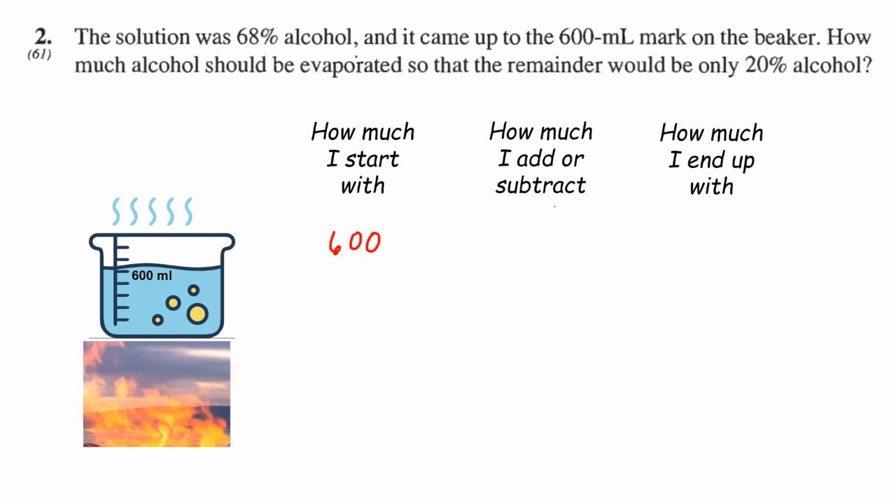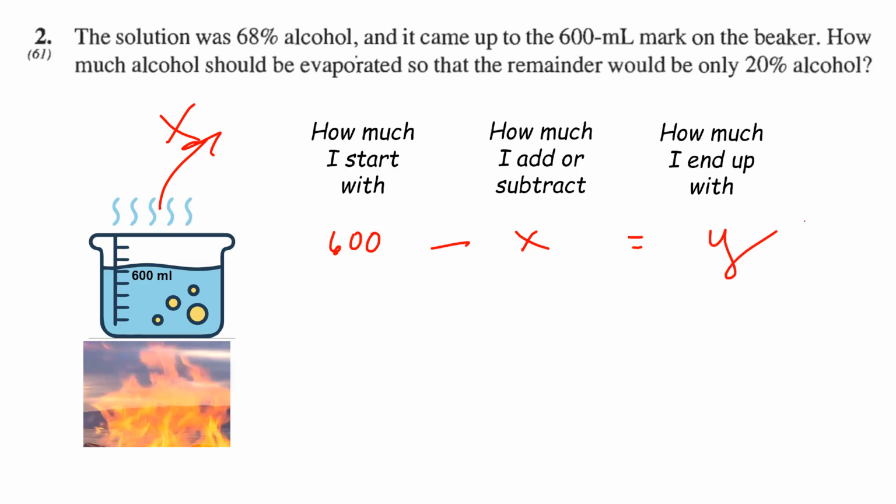How much am I going to add or subtract? Well, I'm going to subtract something. I'm not going to add something. I'm boiling it so that some stuff will come out. I don't know how much. That's X. I'm going to say minus X. And how much am I going to end up with? I don't know. I'll call it Y. Okay, so that's a very general equation just about how much stuff is there, how much I'm taking out, and how much I'll end up with.